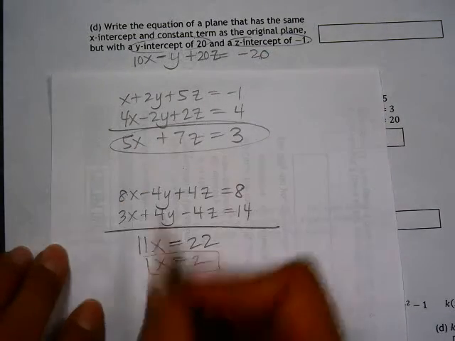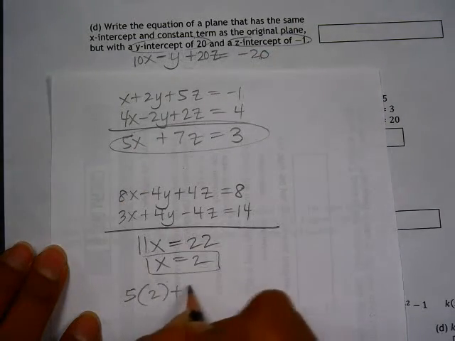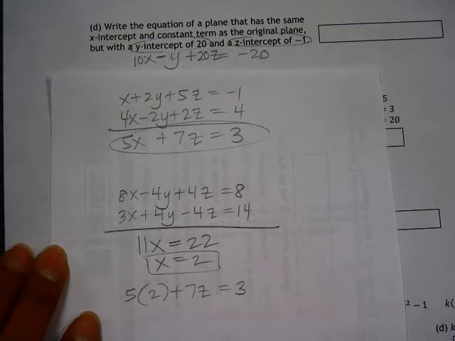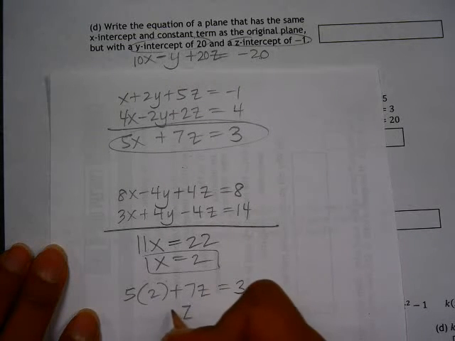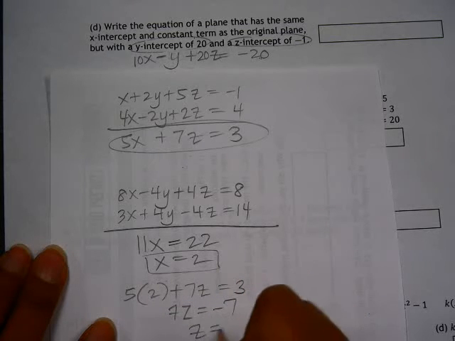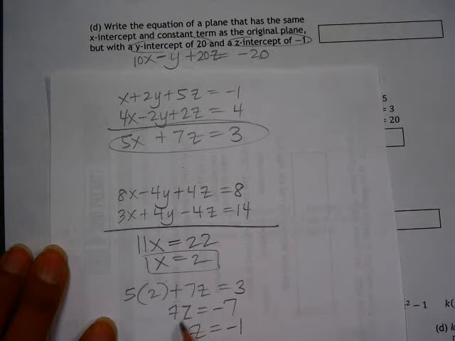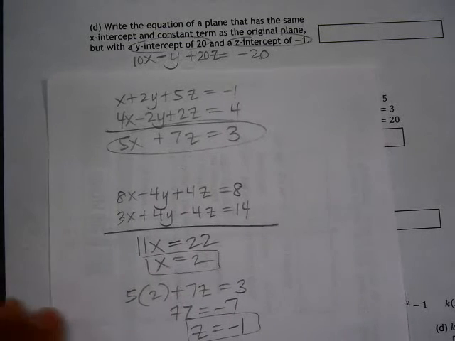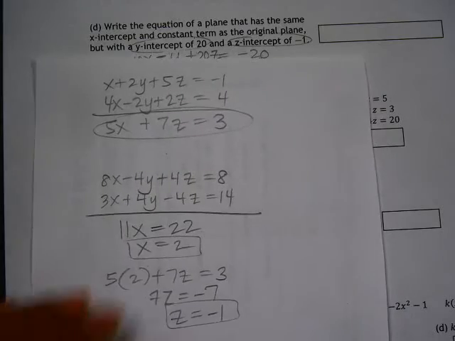Now I can plug it back into here. 5x plus 7z equals 3. 7z equals 3 minus 10, which is negative 7, so z equals negative 1. Now I know x and I know z. I need to find y, so take any original equation and plug these in.